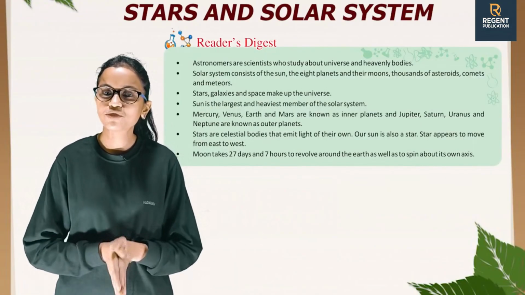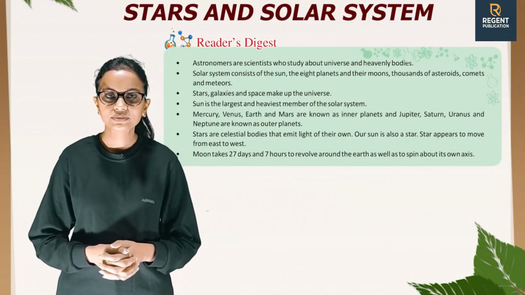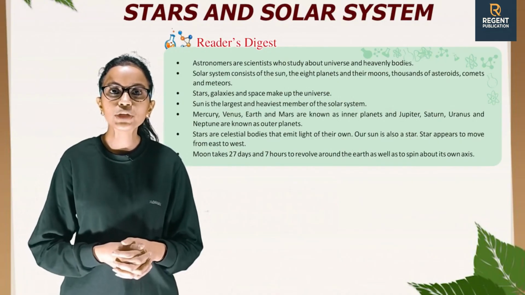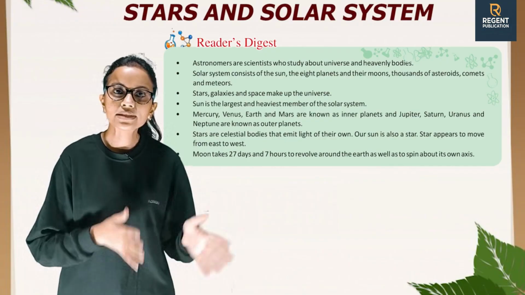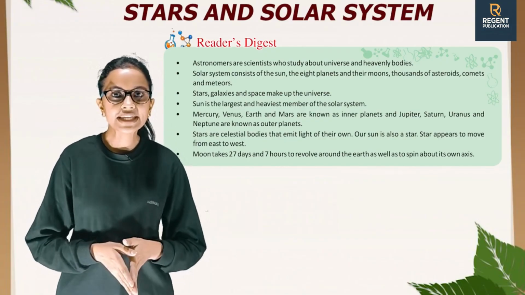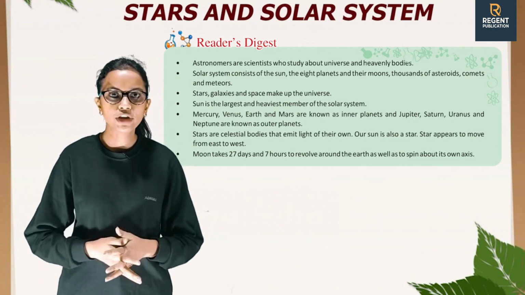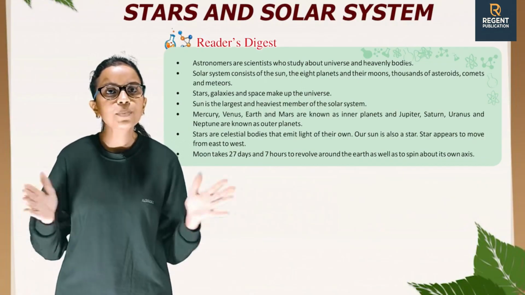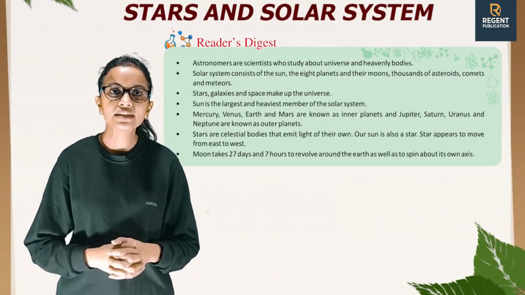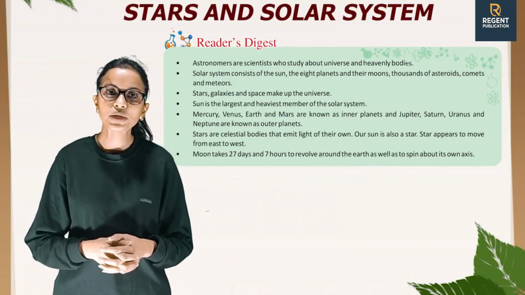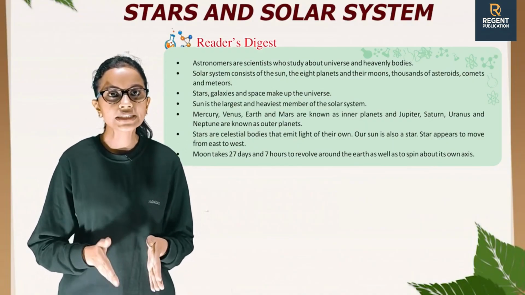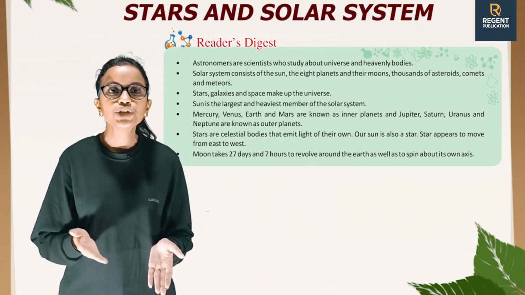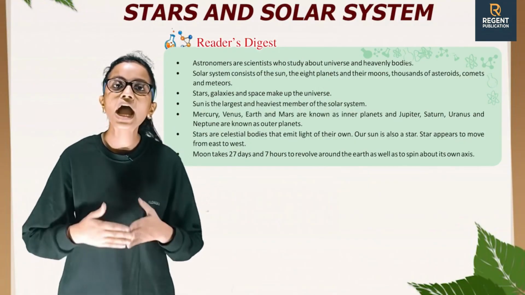So students, it's time for Reader's Digest. Astronomers are scientists who study the universe and heavenly bodies. The solar system consists of the sun, the 8 planets and their moons, thousands of asteroids, comets and meteors. Stars, galaxies and space make up the universe. The sun is the largest and heaviest member of the solar system. Mercury, Venus, Earth and Mars are known as inner planets, and Jupiter, Saturn, Uranus and Neptune are known as outer planets.